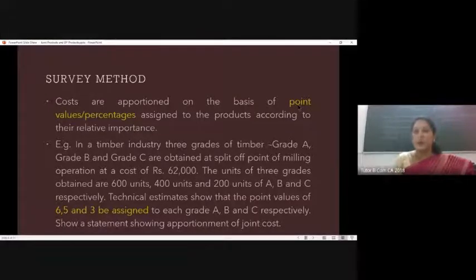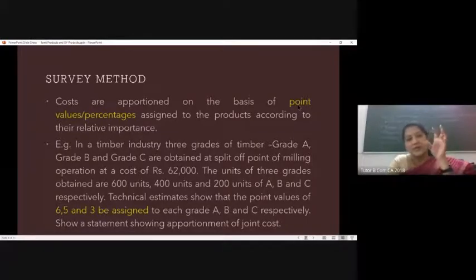I'm giving this weightage maybe based on the industry data, maybe based on the company specific data. Okay. So in this given example, it's a case of timber industry. There are three grades of timber. Maybe they have graded on the basis of its quality, or it can be on the basis of demand. Grade A, grade B, grade C. Now looking at it itself, we can see that grade A is given more significance than B and C.